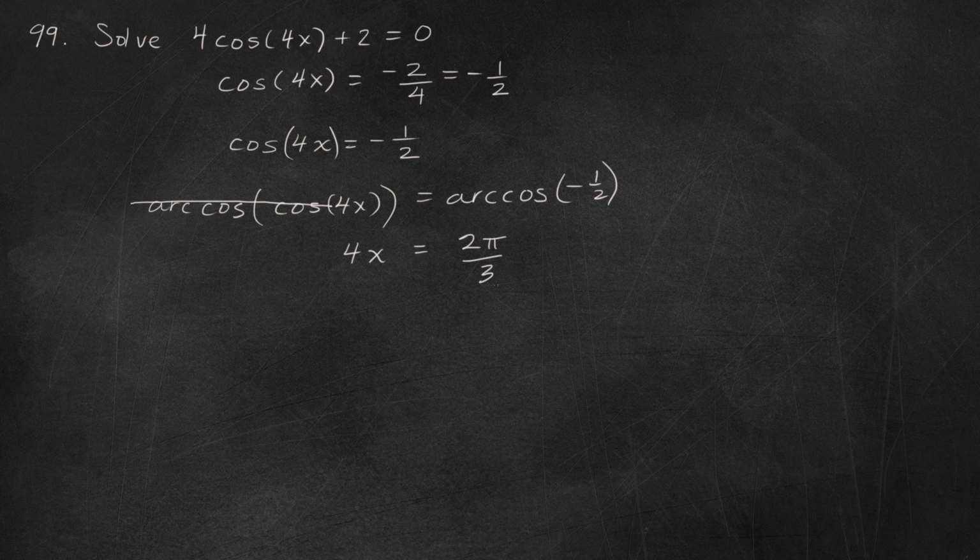But that's only going to give me one of my solutions. In this problem, we were not asked to find solutions on a specific interval, so there are actually an infinite number of solutions. How do we get the rest of them? Well, if we take our arc cosine value and we keep adding or subtracting multiples of the period, we're going to get the rest of the solutions. So plus 2 pi k, where k is an integer.